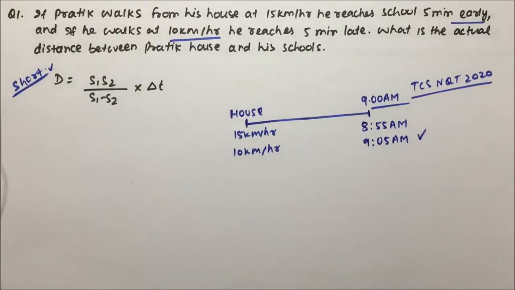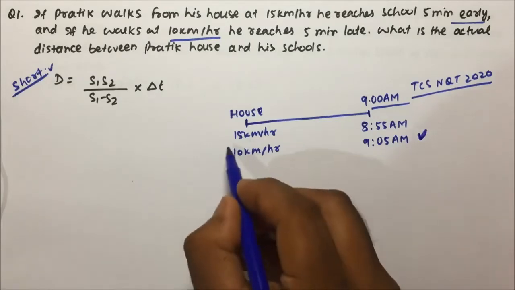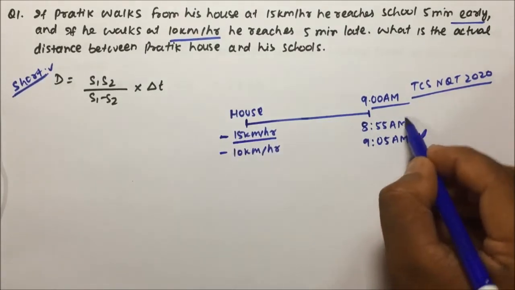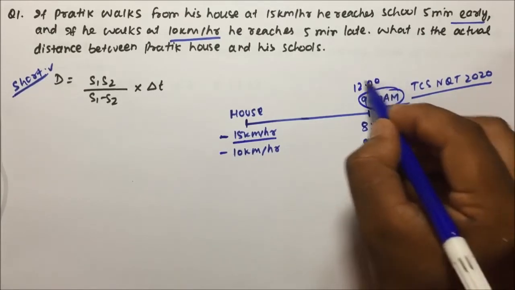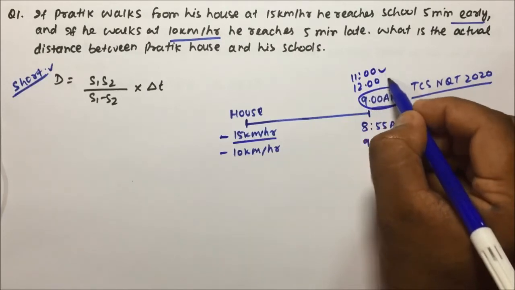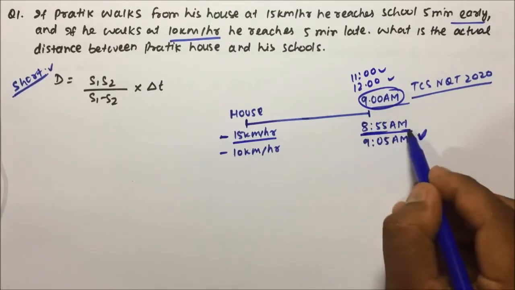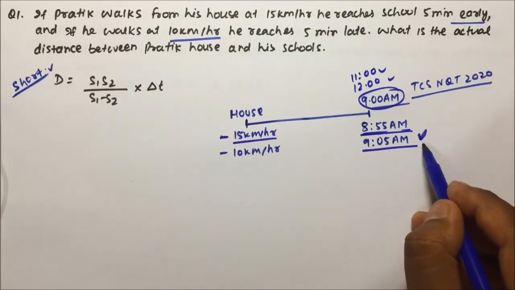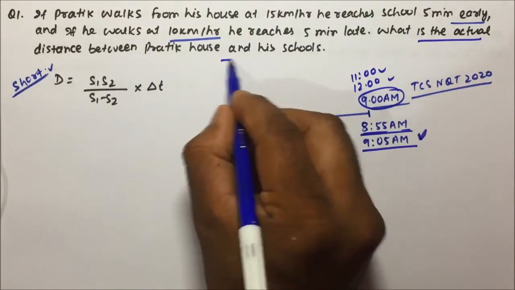See, till here we have not done anything, because whatever they are telling in the question, that's what I have written here. You can assume anything, it doesn't matter. You can assume 11, you can assume 12, whatever you want. I had to reach at 9 a.m. but reached 5 minutes early with 15 km per hour, and with 10 km per hour I reach 5 minutes late. Now, what is the actual distance between Pratik's house and his school?